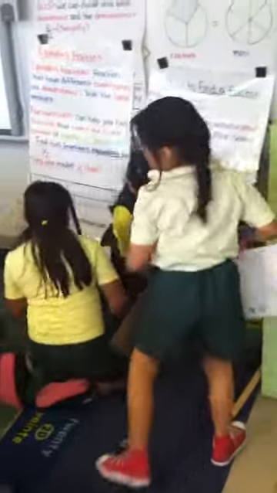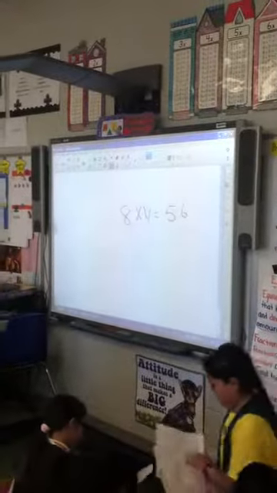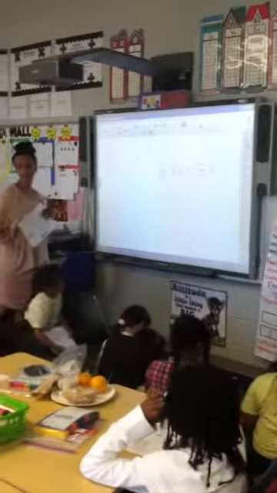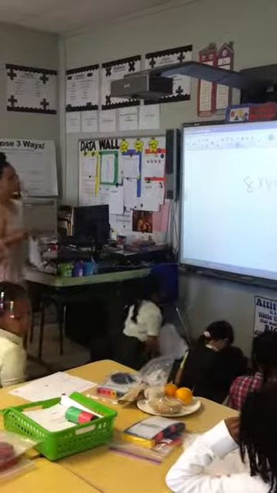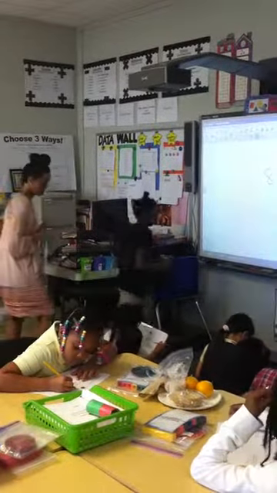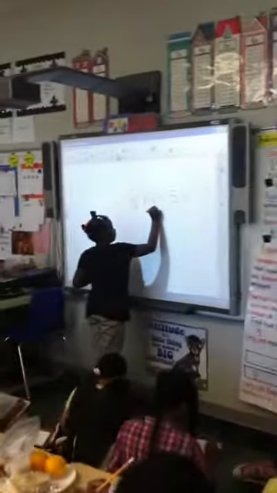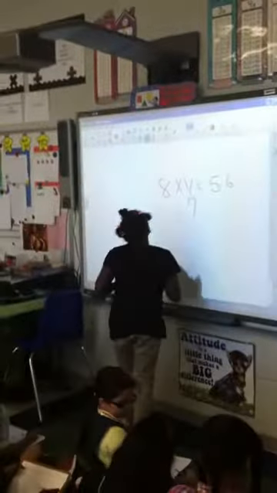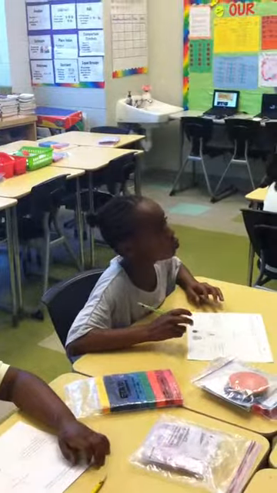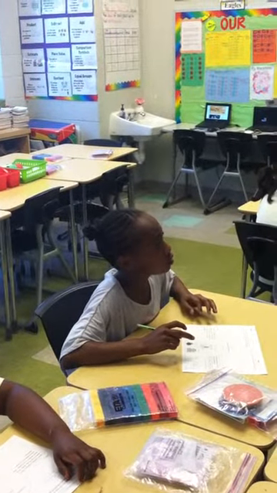So let's solve our math box, the first problem. 8 times unknown equals 56. What is my unknown? 7. Let's show me. How can I find my unknown? What strategy can I use? You can use a circle to model it.